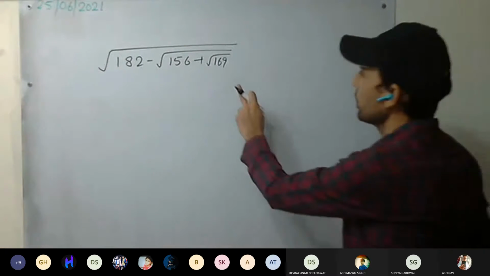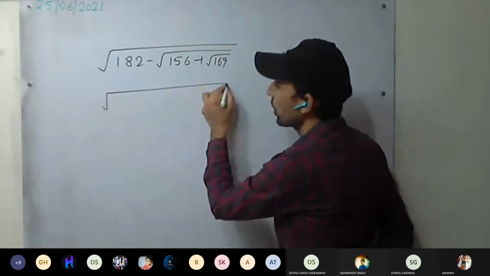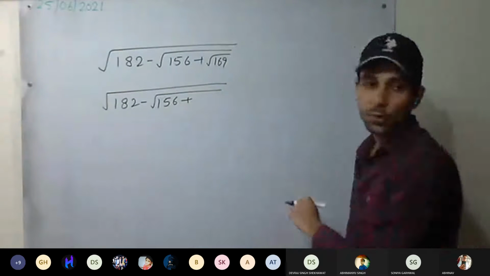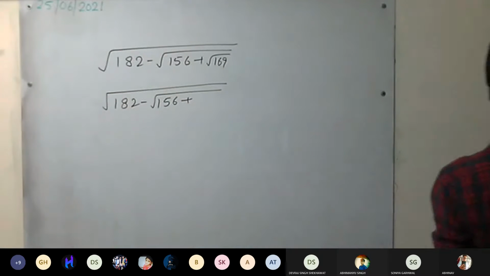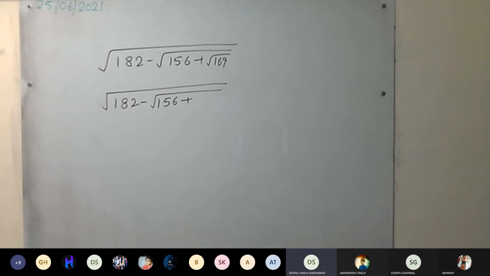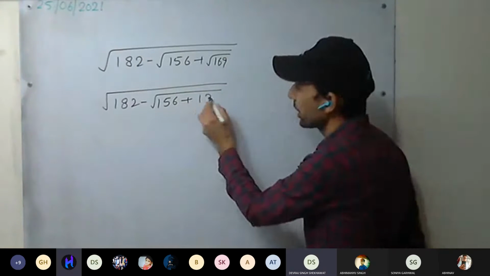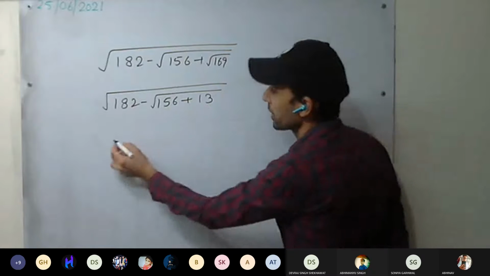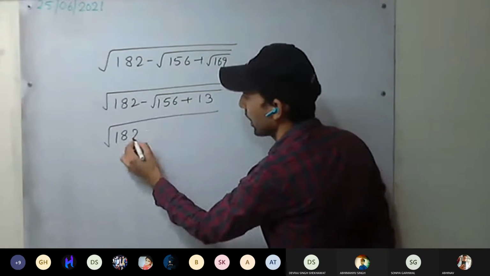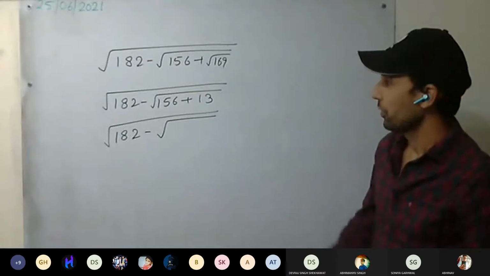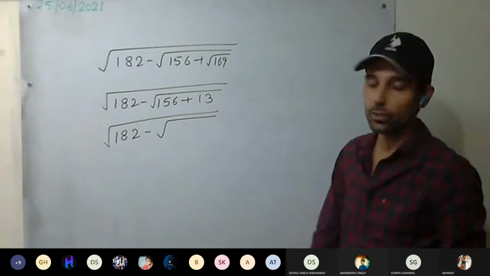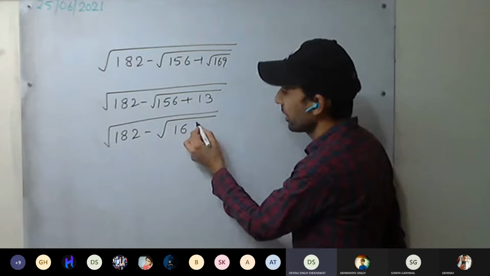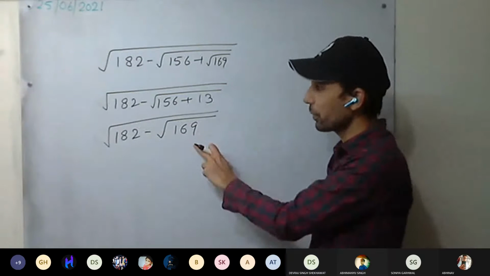So what will be the root of 169? Write the whole again: 182 minus root of 156 plus root of 169. How much is it? 13. Now what do we have to do? Root of 156 plus 13. We will add them first, then take the root. What is 156 plus 13? 169. This way we will proceed.